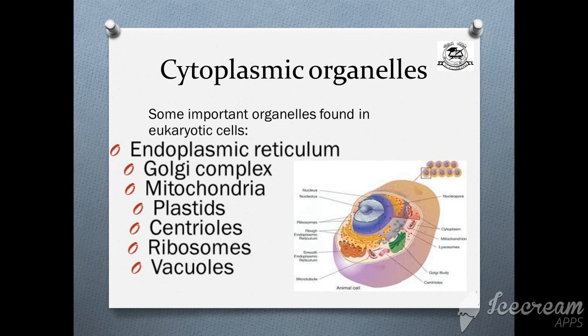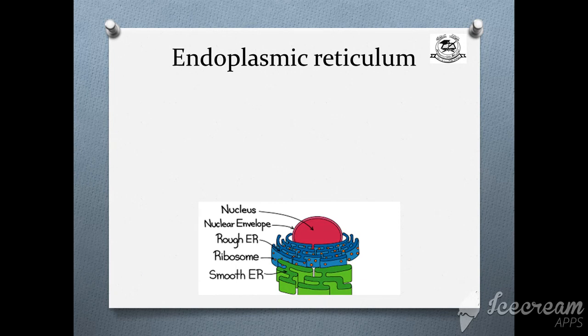These all are the parts of cytoplasm that are called organelles. We will discuss their structure as well as their function. Alright, so first is endoplasmic reticulum. You can see near the nucleus, they are starting from near the nucleus and ending towards the plasma membrane.